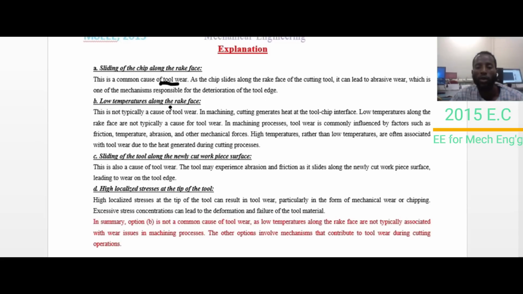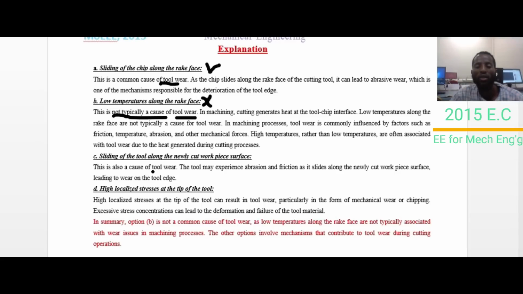And in B, low temperature along the rake face. This is not typically the cause for tool wear. In machining, cutting generates heat at the tool-chip interface, and low temperatures along the rake face are not typically the cause for tool wear. In the machining process, tool wear is commonly influenced by factors such as friction, temperature, abrasion, and other mechanical forces. High temperature rather than low temperature is often associated with tool wear due to the heat generated during cutting processes. So this is not the cause for tool wear. The others are causes.